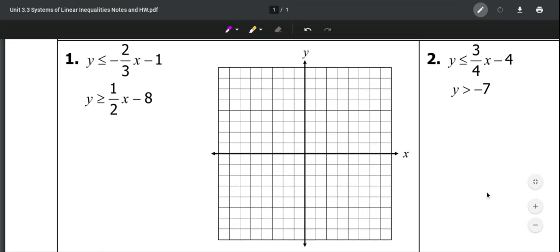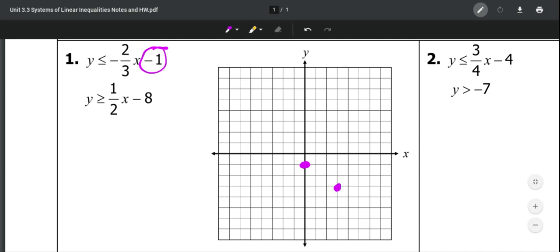We've got y less than or equal to negative 2 over 3x minus 1. First thing we need to do is pick out the information we need. This negative 1 is going to be our y-intercept, so that's where our line's going to start. And negative 2 over 3 tells us our slope, so we're going to go down 2, right 3. That will get us there.